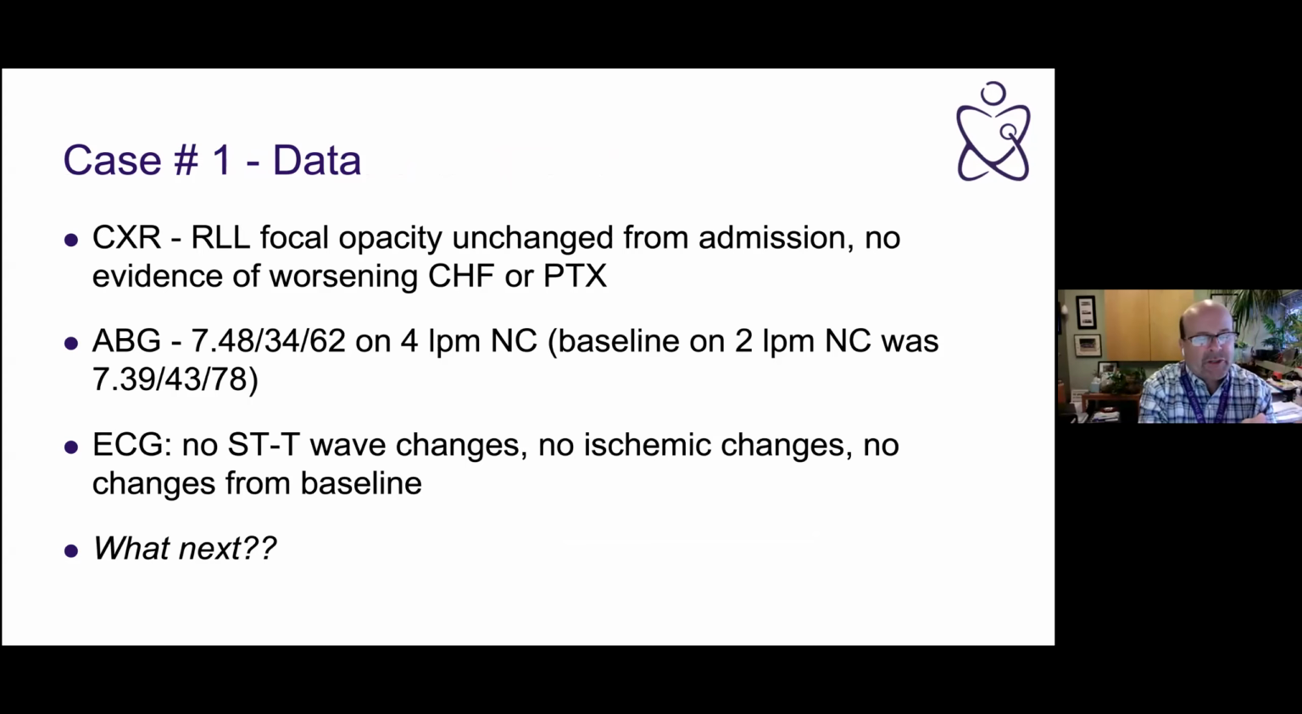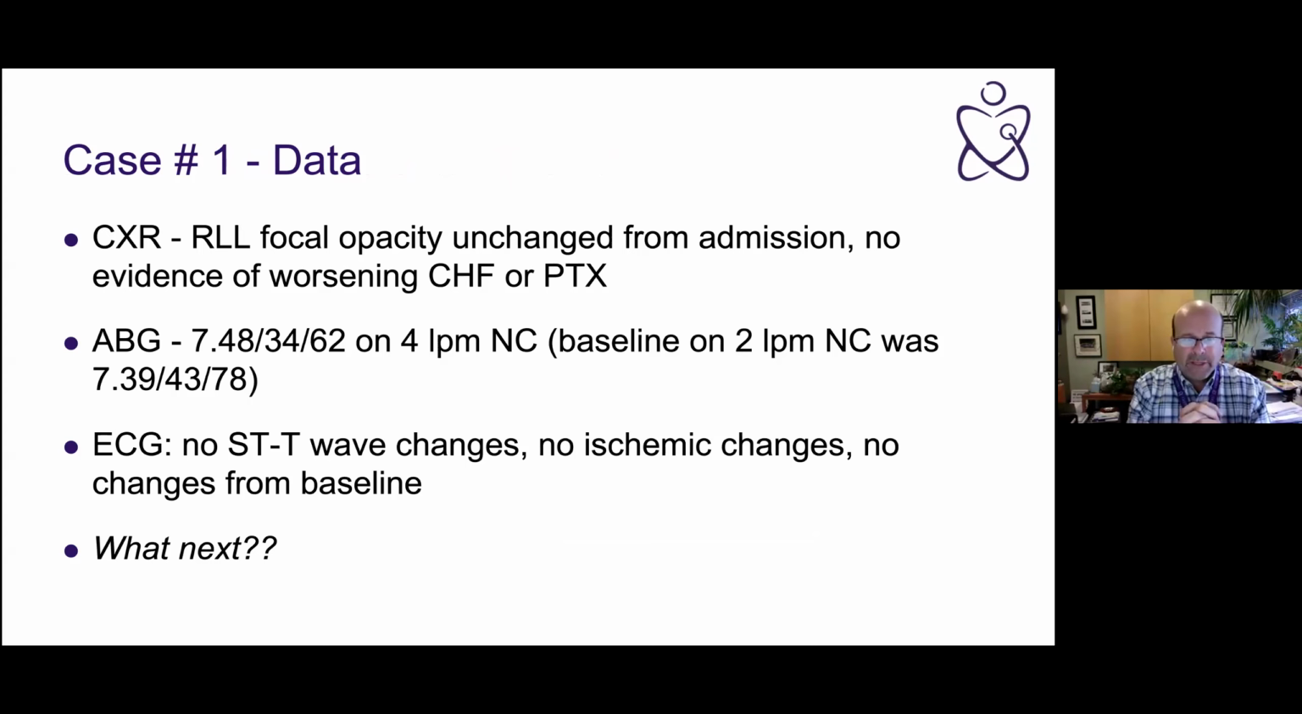So here's the chest X-ray. Right lower lobe focal opacity, but it's actually unchanged from admission. So it doesn't look like the pneumonia is progressing. No evidence of worsening heart failure or pneumothorax.